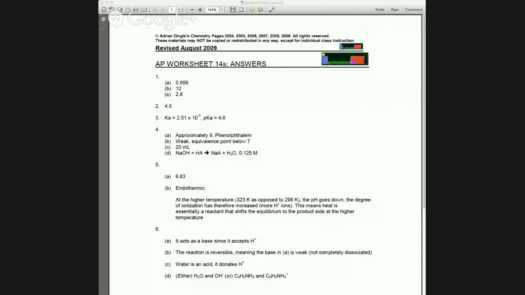For number 2, it said 4.5. Wonder what I did. 4.9 plus the log of the base over the acid. For number 2, right? Calculate. Did I not add that right? No, that's it. I wonder how he got 4.5. I mean, obviously, on my test, I'm not going to mark you down if you put 4.5 versus 4.6, but on the AP exam, you might lose a point. How did they get that?